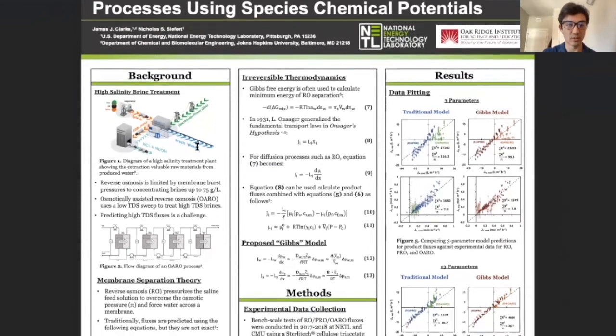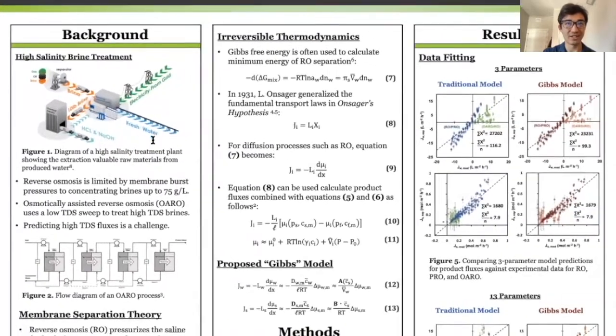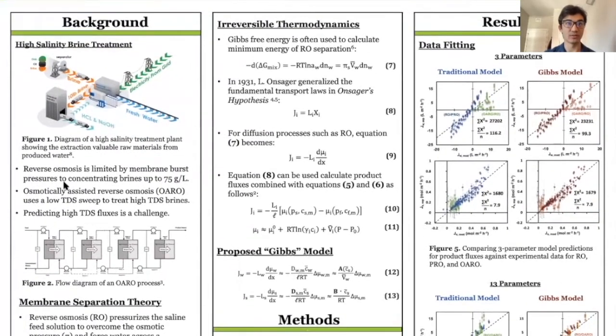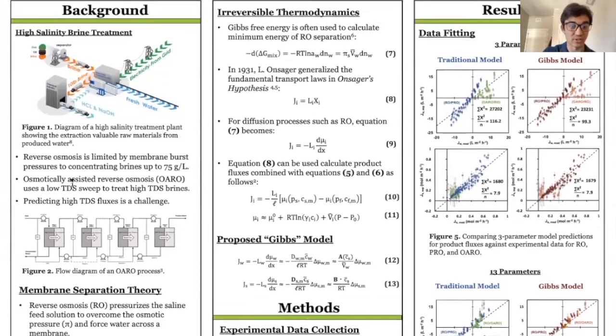I want to start by putting my work into context. NETL has been working on alternatives to disposal wells for produced water management for quite some time, and Figure 1 depicts a proposed treatment plant that extracts valuable raw materials from produced water. But produced water, being in the 150-plus gram per liter TDS range, is far too concentrated to be treated using membranes currently. That's where osmotically assisted reverse osmosis comes in to solve that problem.